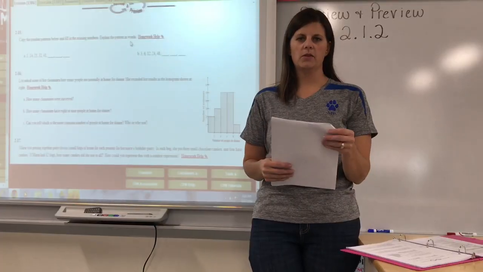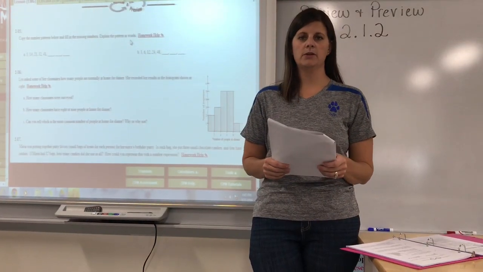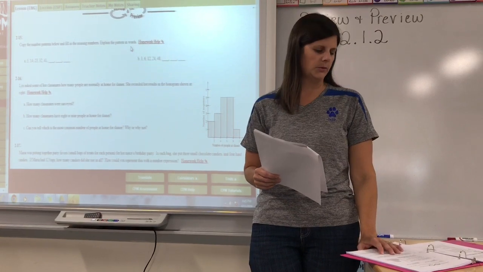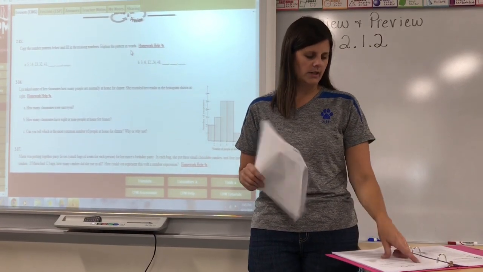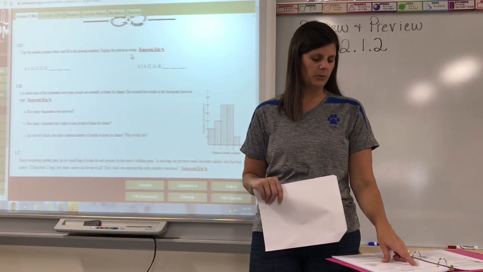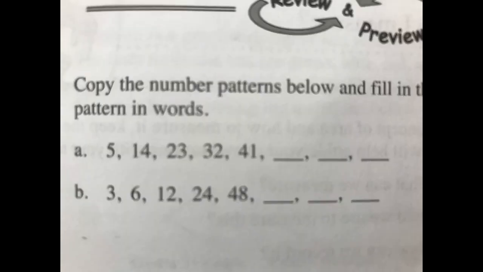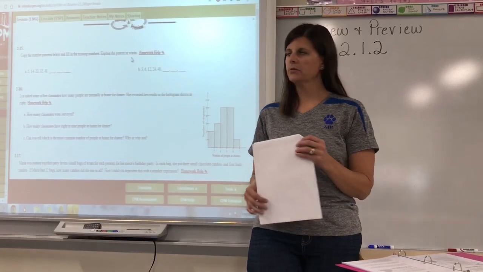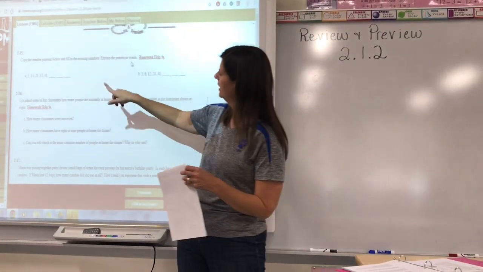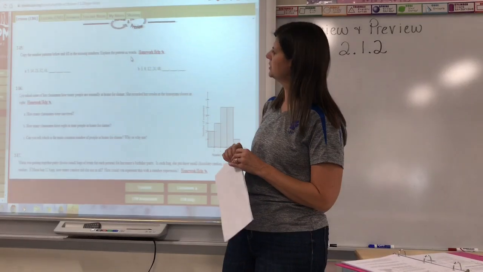We are ready to talk about the questions on Review and Preview 2.1.2. The first question that you see is question 15, and for both A and B, it starts off with a number pattern. It asks you to come up with the next 3 terms and explain the pattern in words. So on your answer sheet, there are 3 blanks for you to figure out what the pattern is and show me the next 3 terms.